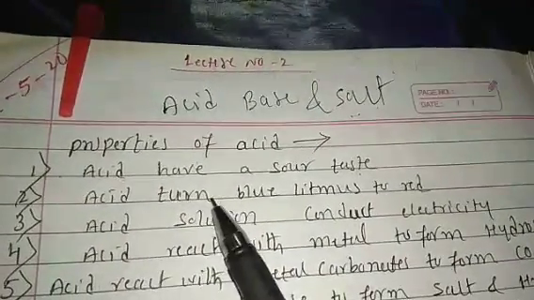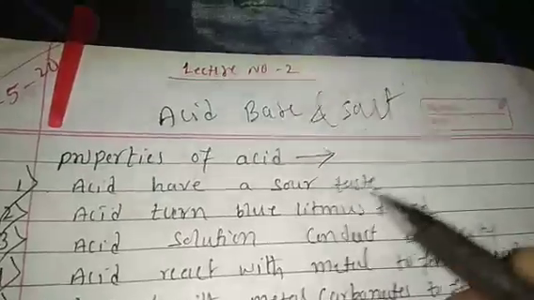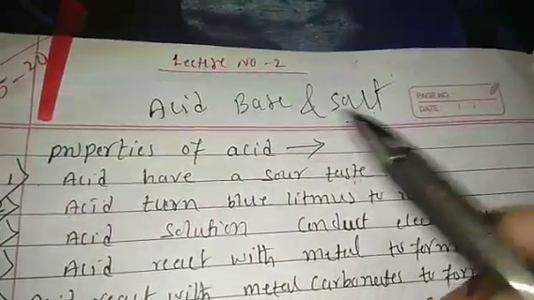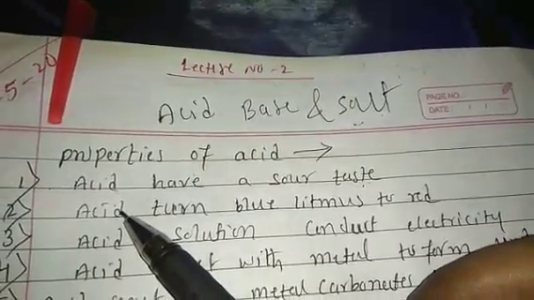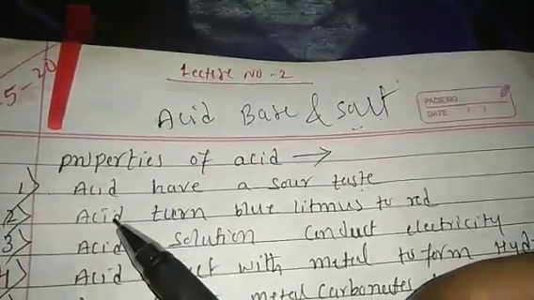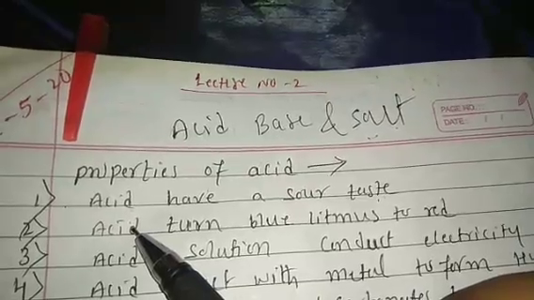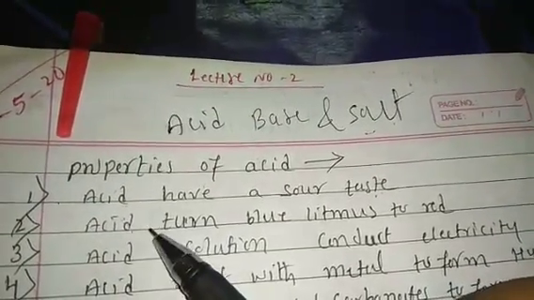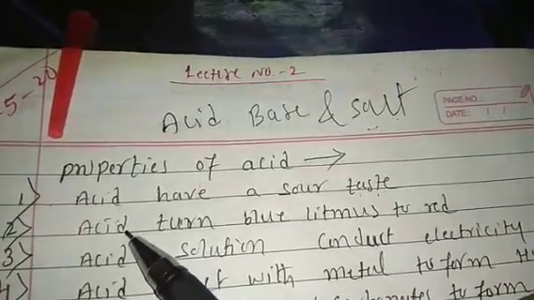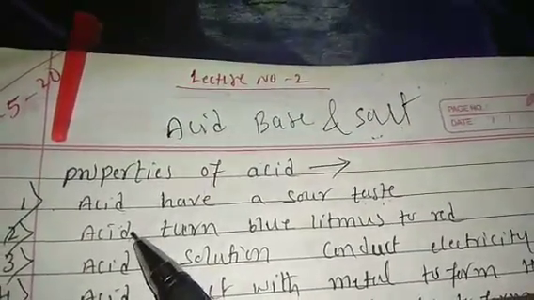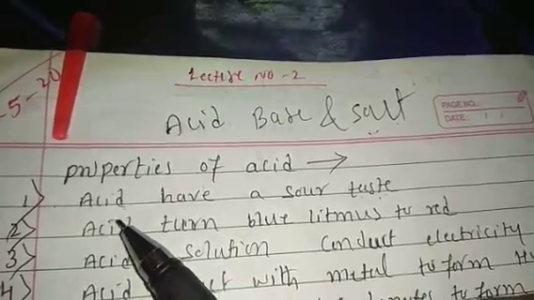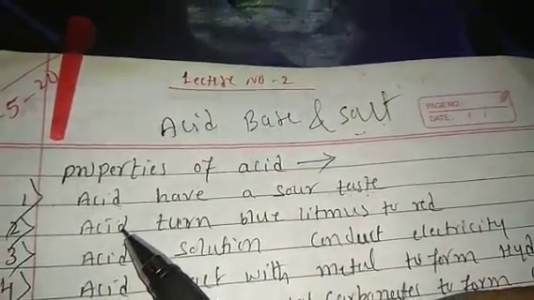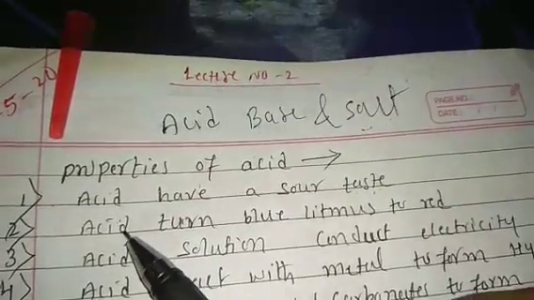Second one, acid turns blue litmus to red. Some acids you can easily identify by their sour taste. But some harmful acids are there, like HCl, H2SO4 and HNO3: hydrochloric acid, sulfuric acid, nitric acid. We can't taste these acids because they are so harmful. Once we taste them, the acids destroy our cells. That's why we can't taste some harmful acids.